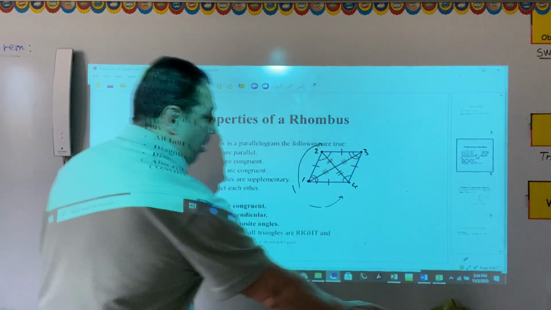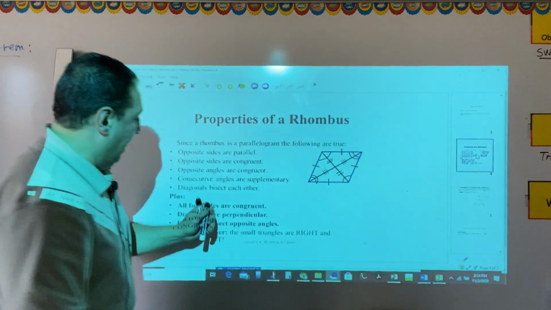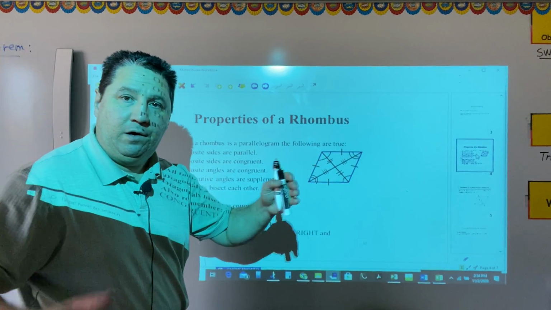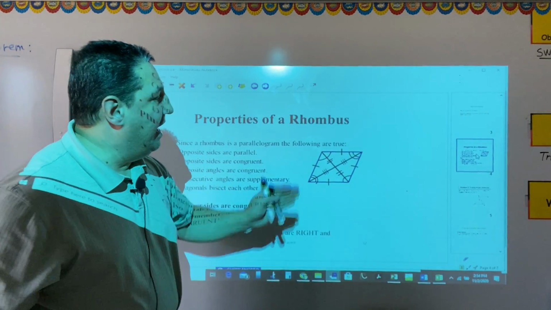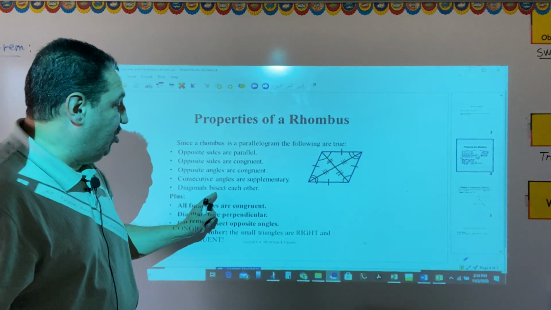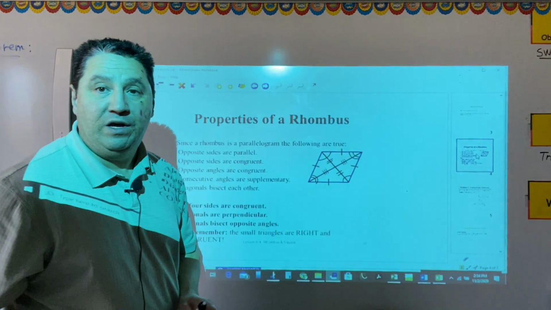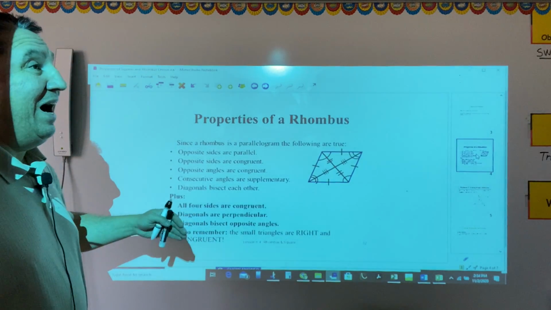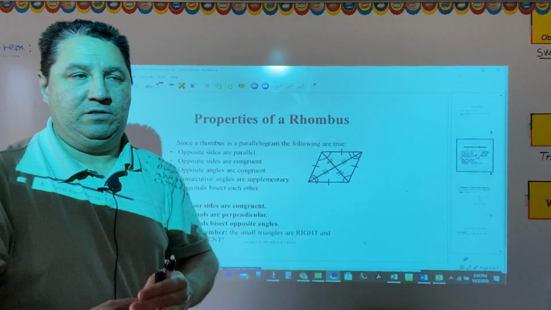Now, also, diagonals. Diagonals are segments that join two opposite corners. Diagonals bisect each other. They cut each other into two congruent segments. But in a rhombus, we have additional properties.